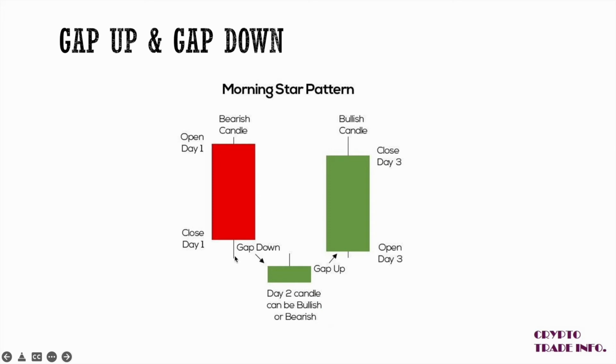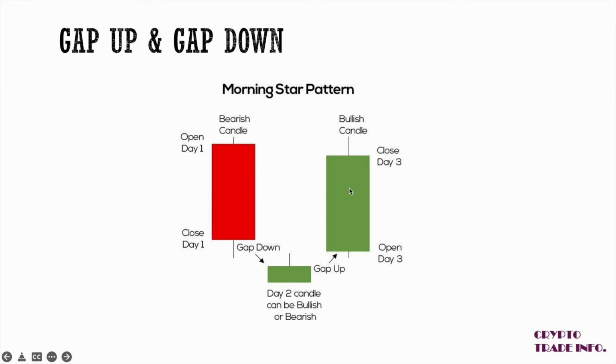See where it closed. There was a gap. Look at the gap between the opening. See where this candle closed. Look at where the next day's candle opened. There was a gap. As you can see, the two candles can be bullish or what? Bearish. But definitely, most of the time, an indecision candle is what we find here. Now, you can see the gap down.